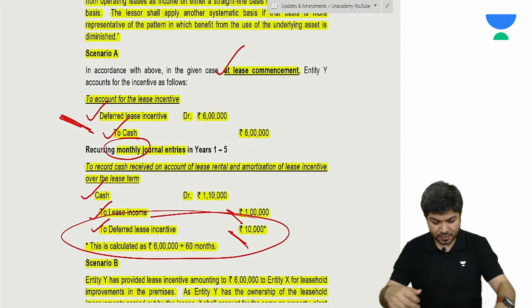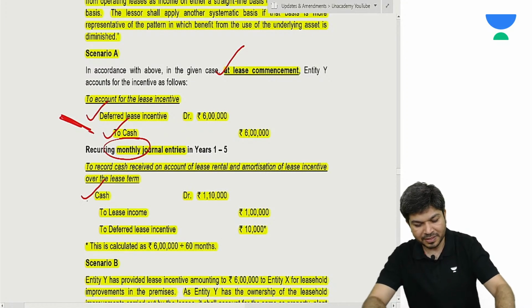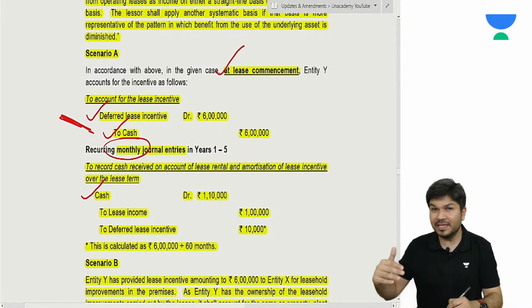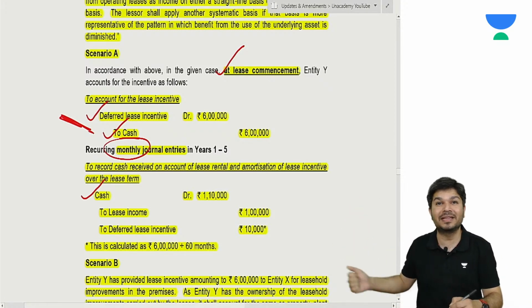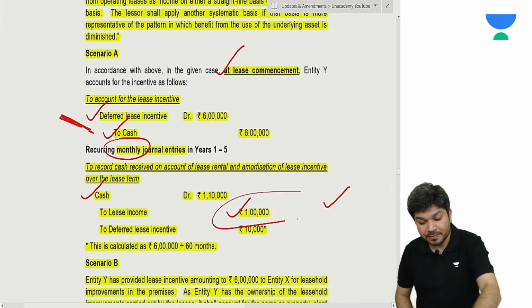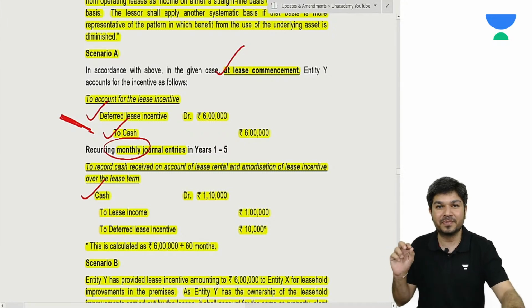Shall I move ahead? There is also one more way to do it. So cash to lease income 110, and then P&L to deferred lease incentive 10,000. So income 110, expense 10, net becomes 1 lakh. Net becomes 1 lakh. Achha, now another question.